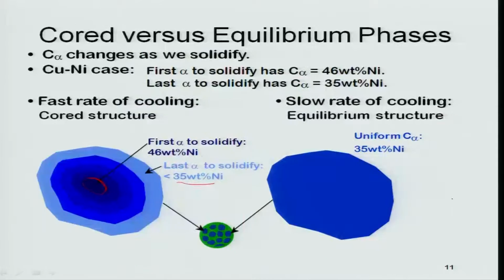And this kind of situation in the literature is known as coring, C-O-R-I-N-G. Why is it known as coring? Because we form compositional variation from the core to the periphery, that is why it is known as coring. And this is a very typical feature in any industrially practiced alloys. You can't avoid it, it is very difficult.